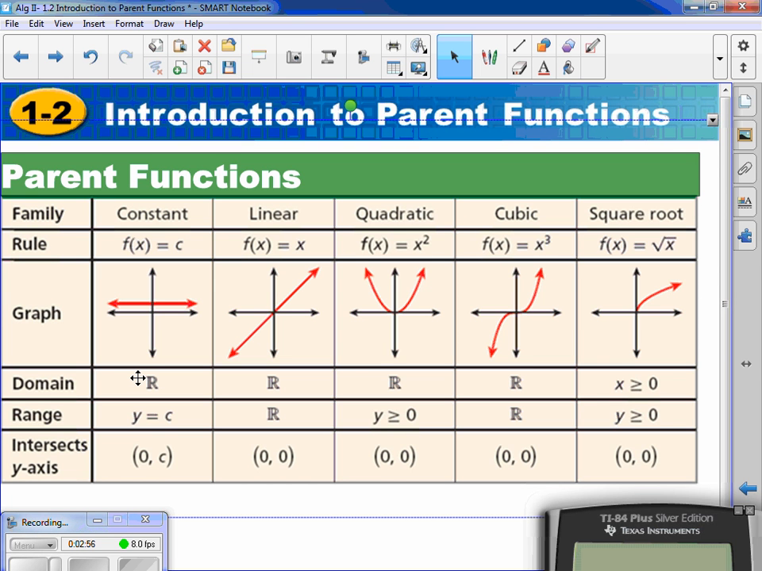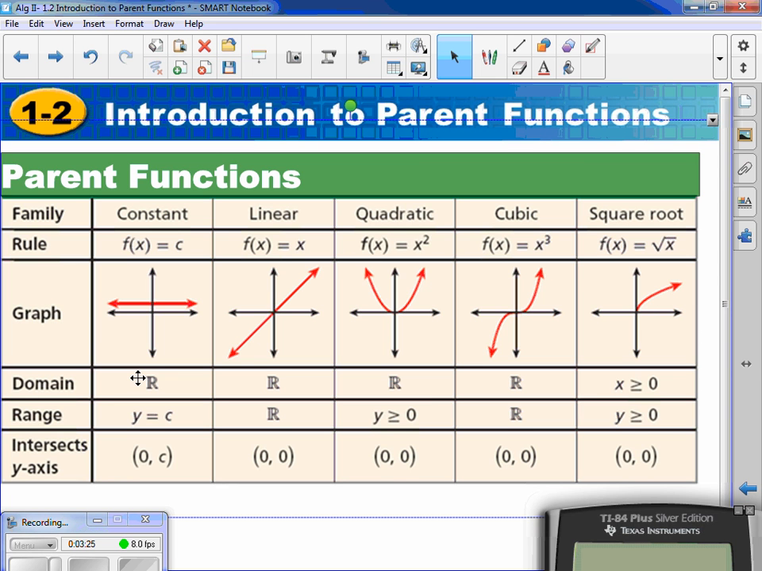The next one is a cubic function. A cubic function is f of x equals x cubed. It's that sideways S-shape. There are no limitations on your domain and your range, so those are all real numbers. And this, again, crosses the y-axis at 0, 0. And the final one we're going to talk about right now is square root.